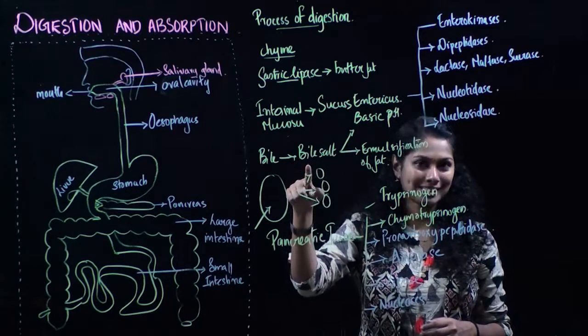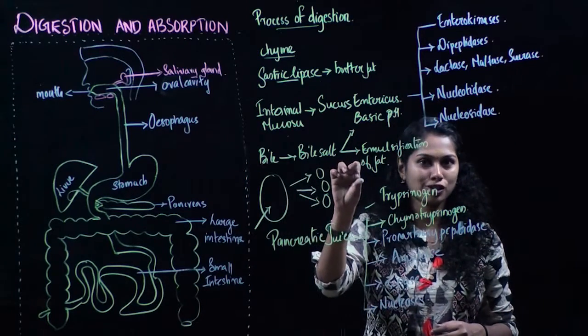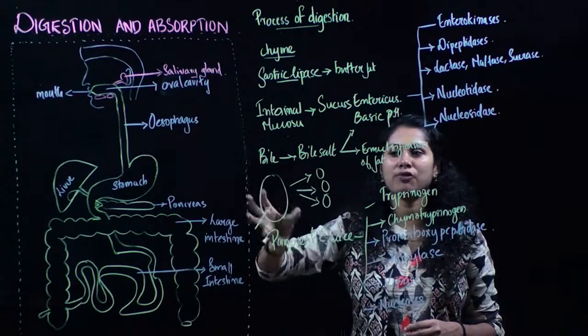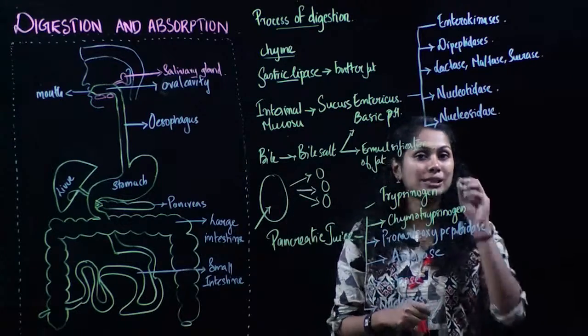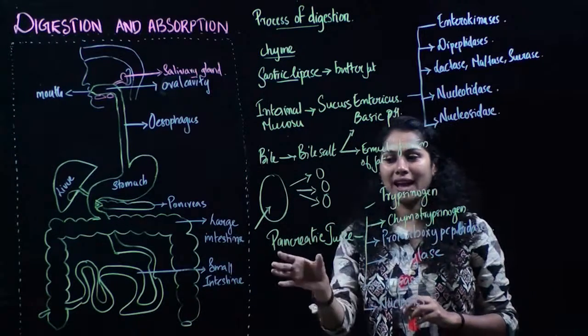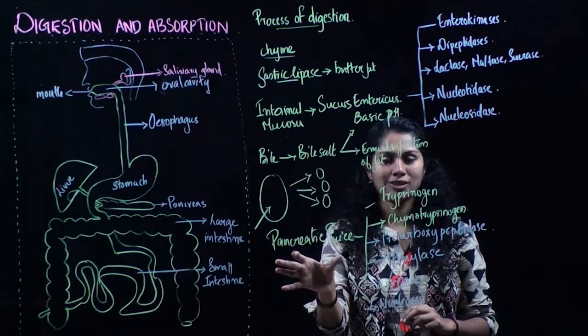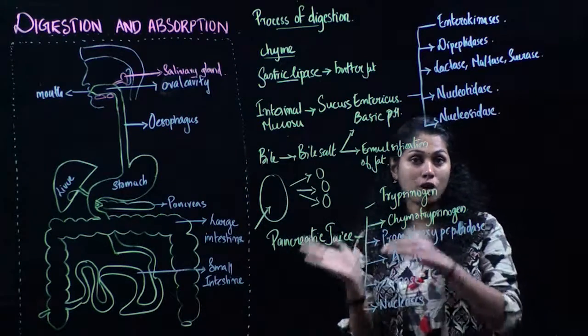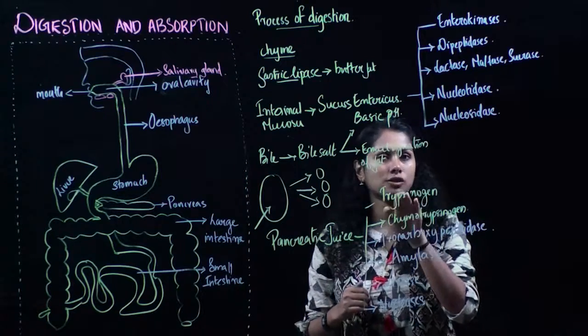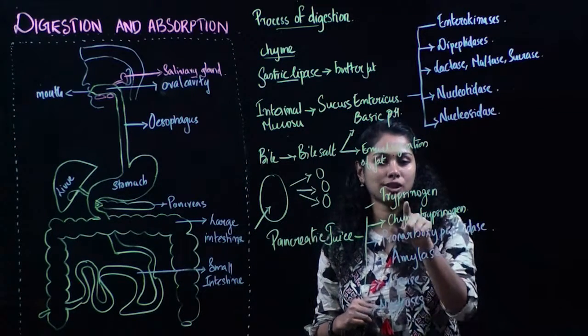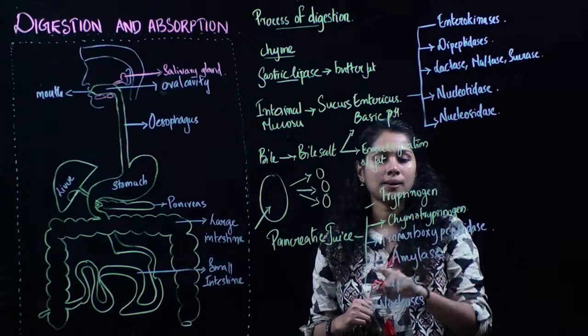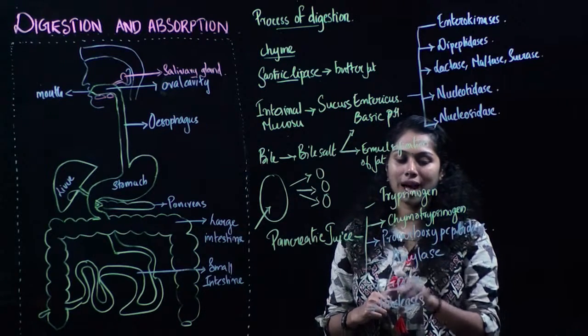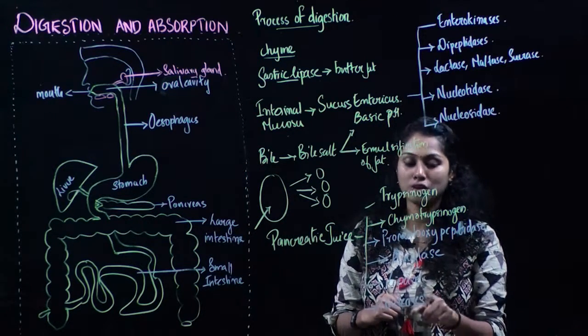It is not an enzyme. What is emulsification of fat? It's a process by which a big fat molecule is converted into smaller particles. And then the pancreatic juice is secreted through the hepatopancreatic duct to the duodenal region, where it also contains certain enzymes like trypsinogen, chymotrypsinogen, procarboxypeptidases, amylases, lipases and nucleases.